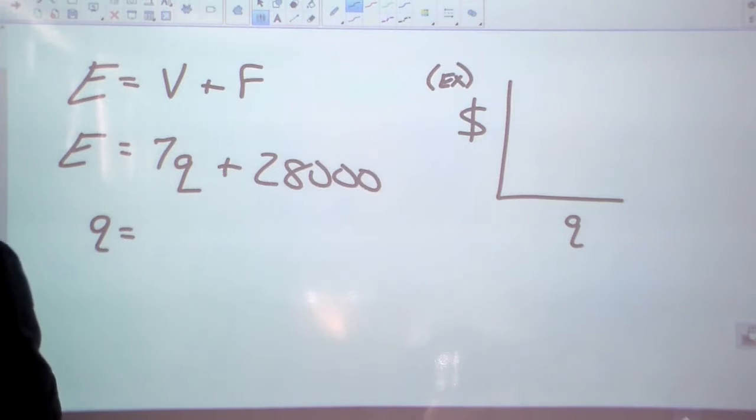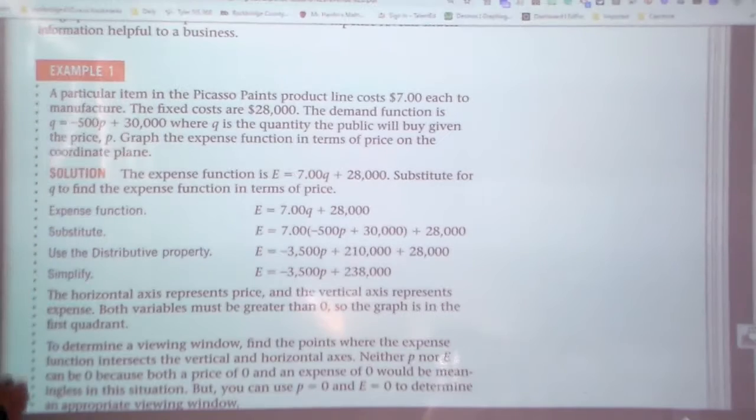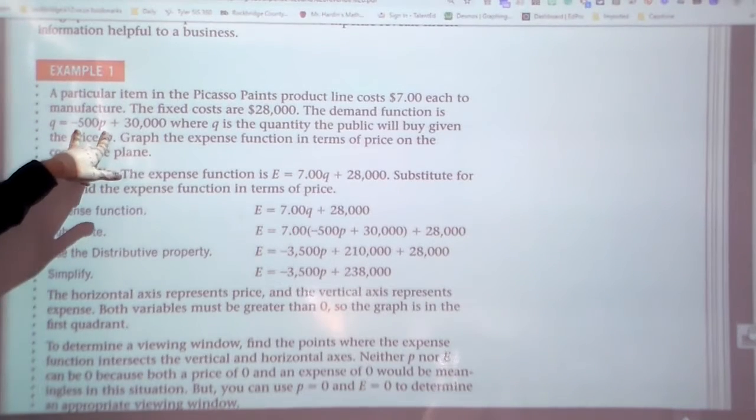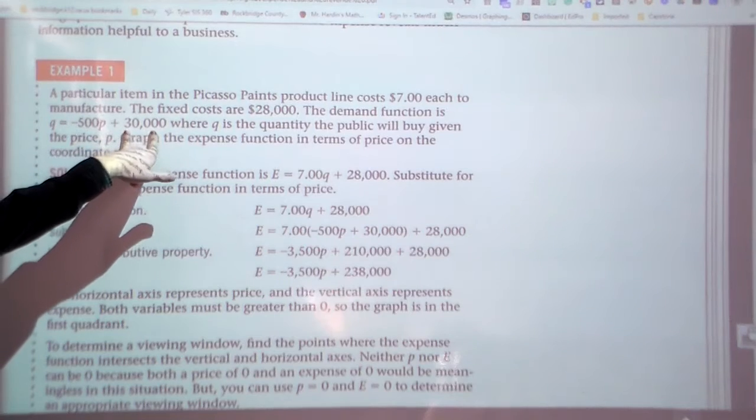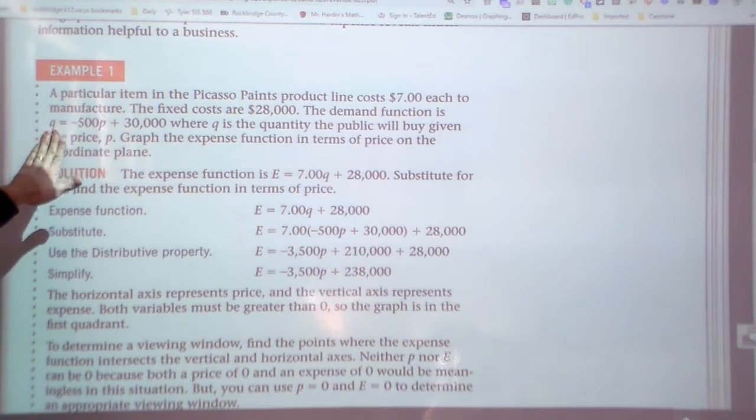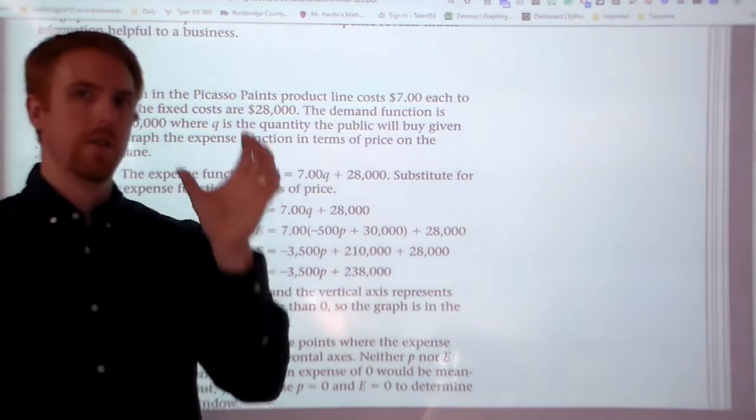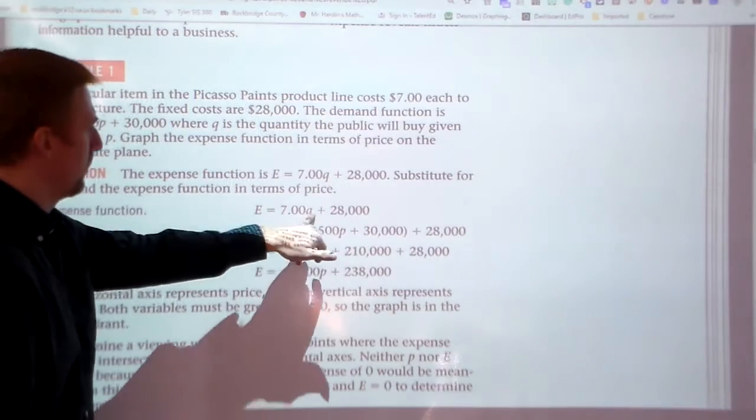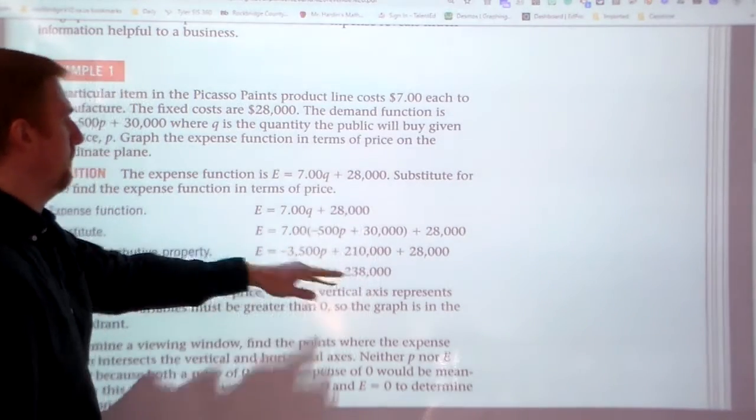They give us a demand equation also. It says it's negative 500p plus 30,000. We can do substitution here. If that's what Q equals, if that's what quantity is, that equation can be plugged in for Q right there. And that's what this work is going to do.